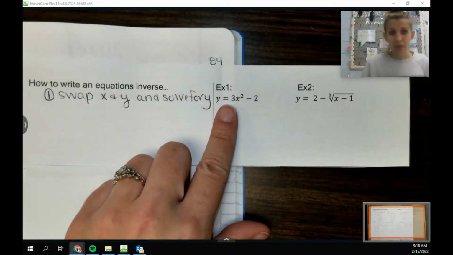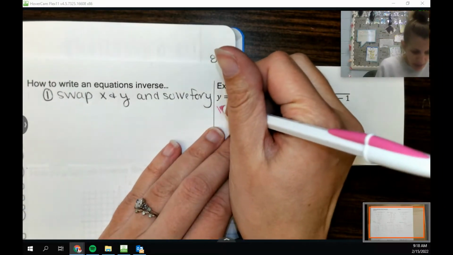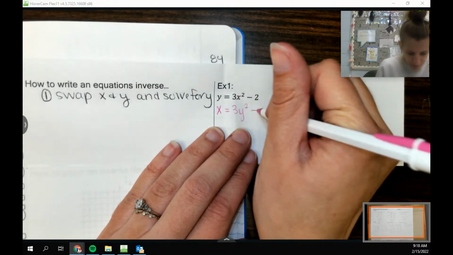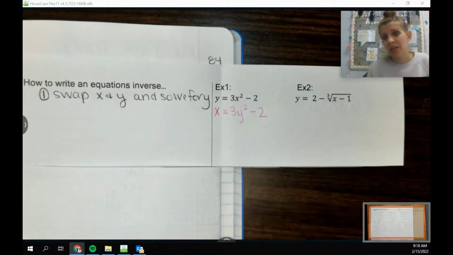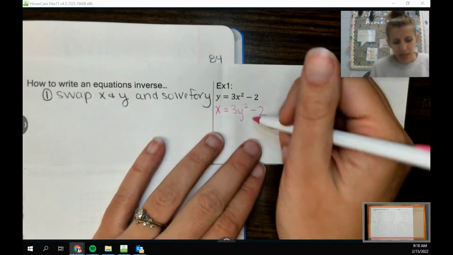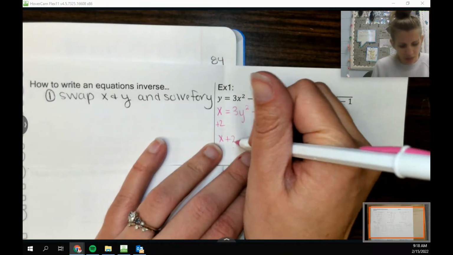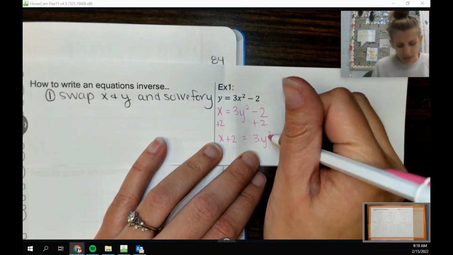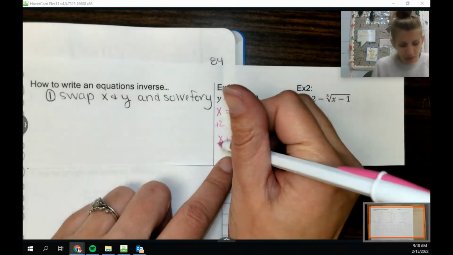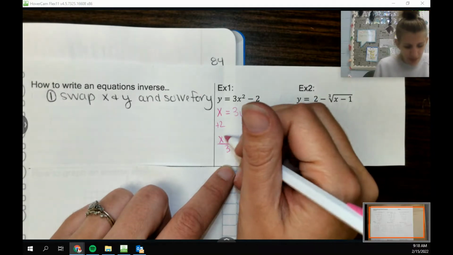Okay, so if I look at example 1 right here, I would want to swap where x and y are. So x is going to be over here now, and this will be y. And then I need to solve for y, so get y all by itself. Over here where y is, there are lots of things happening to it. I need to first get rid of addition and subtraction. So I'll have x plus 2 equals 3y squared. Then I need to get rid of multiplication or division, so I need to divide all the things by 3. And so we have this mess here.